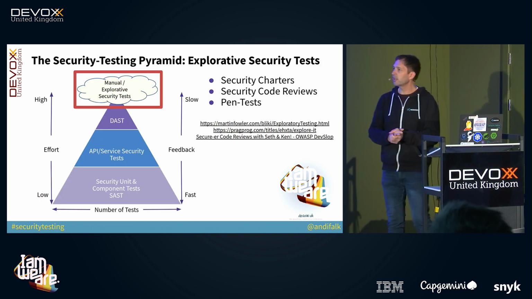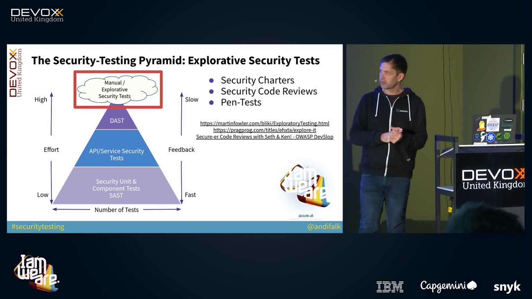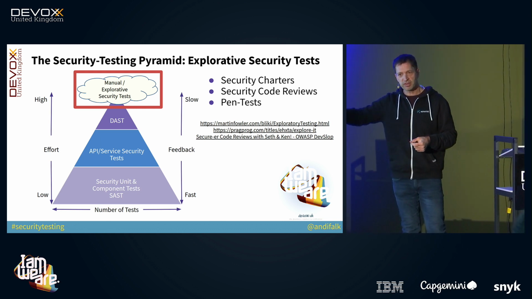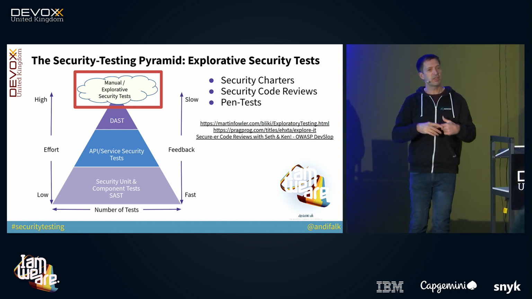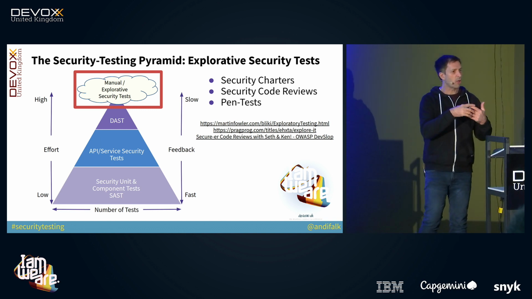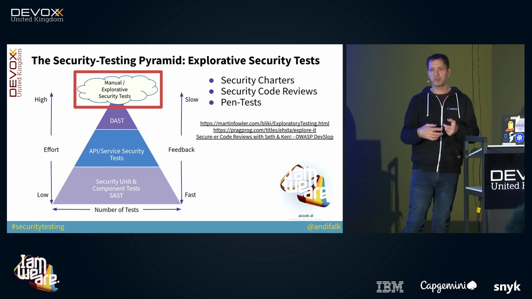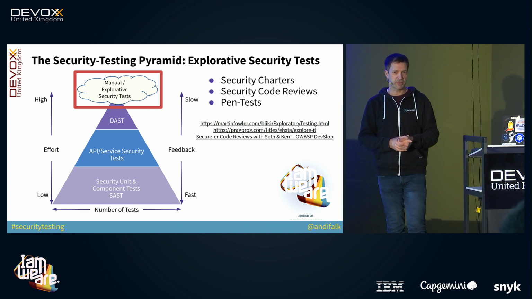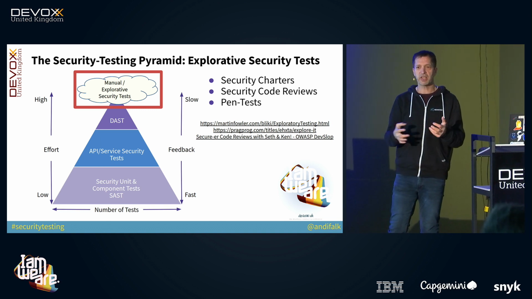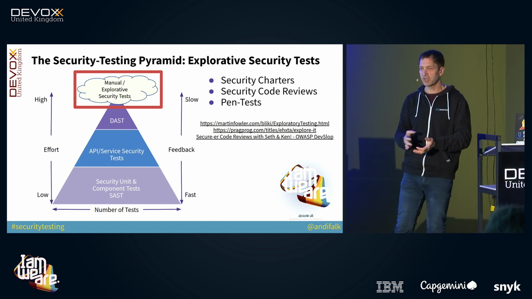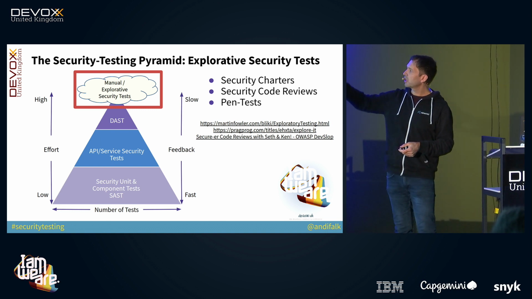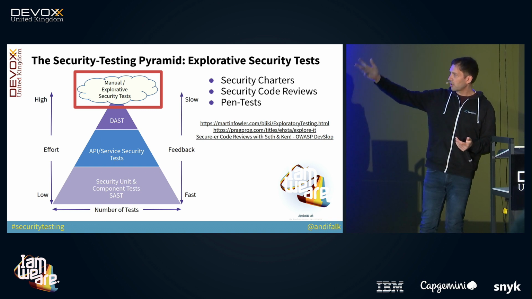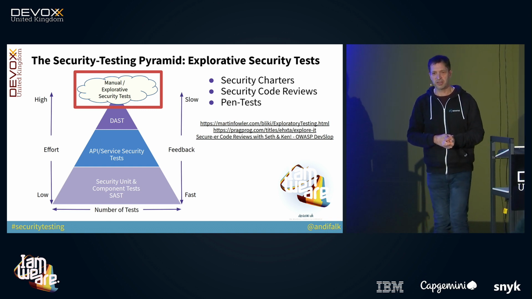The top one is the manual testing. So here you should typically do security code reviews. These are really important. So do not only perform your common code reviews, but also try to put security-related stuff into your regular code reviews. So if you're doing merge request stuff, then also look for security. Then you can also do explorative testing using security charters. And of course, you have the typical pen tests on that level.